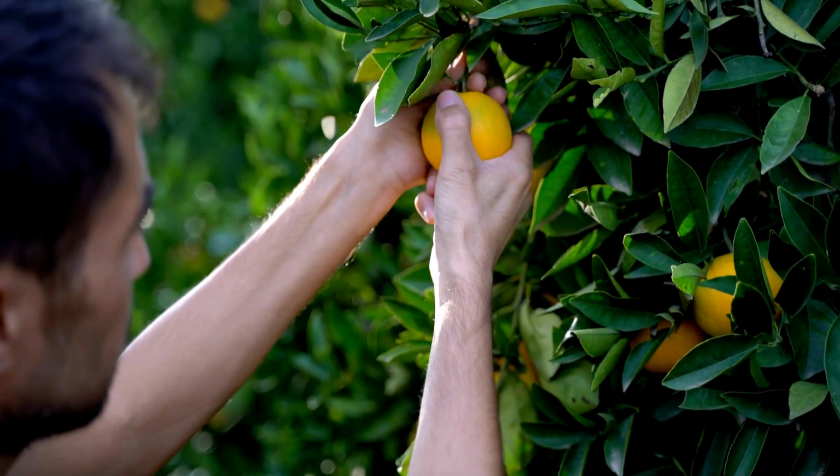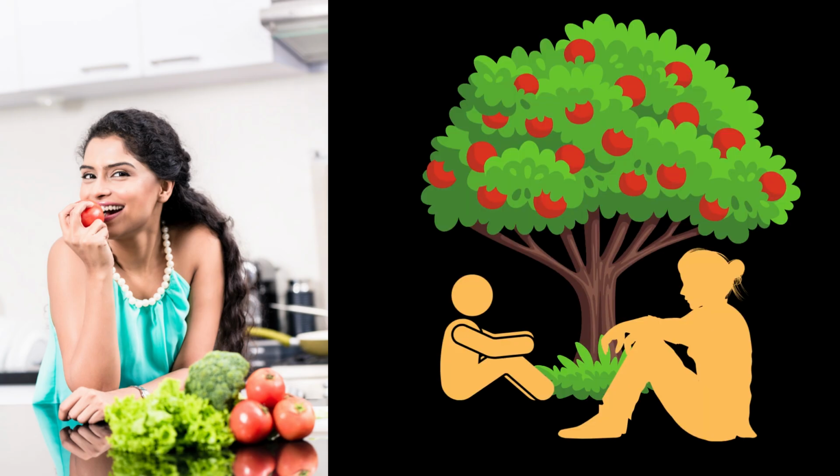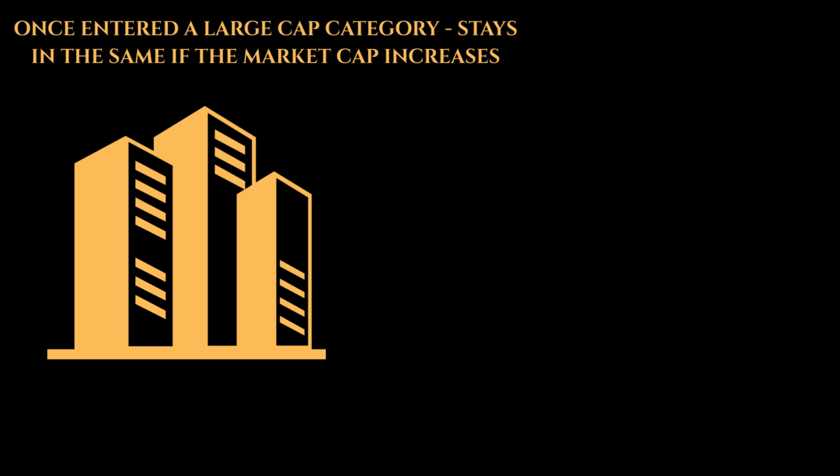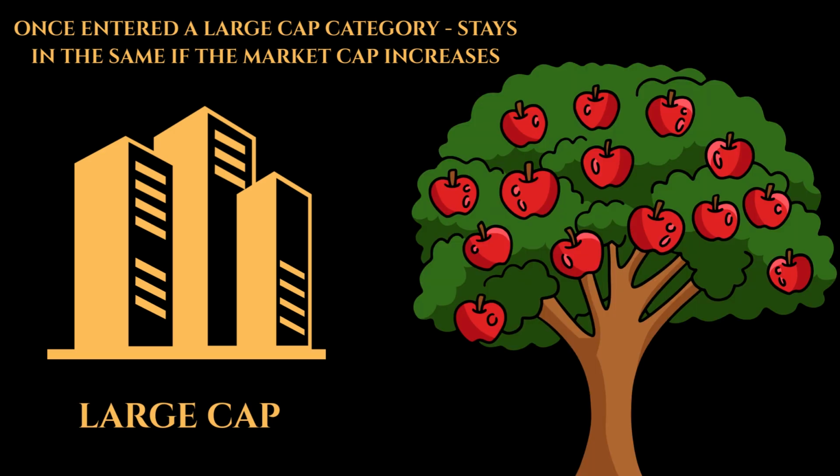This tree is at its maximum height and it will not grow further. However, we can still benefit from this tree lifelong by eating the fruits that grow on it. We can also sit under the shadow of this tree. A large-cap company is like a grown tree which will not grow further in height. However, it will keep on providing fruits on a regular basis.